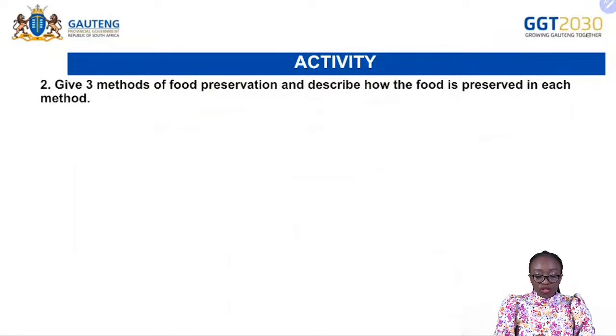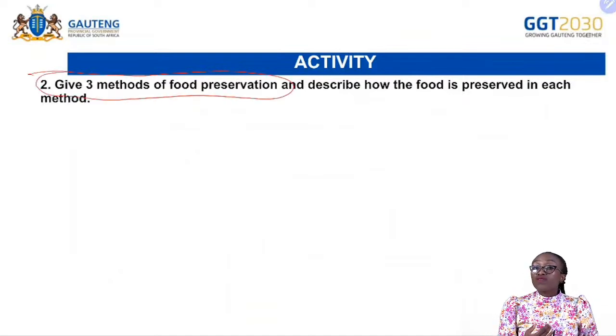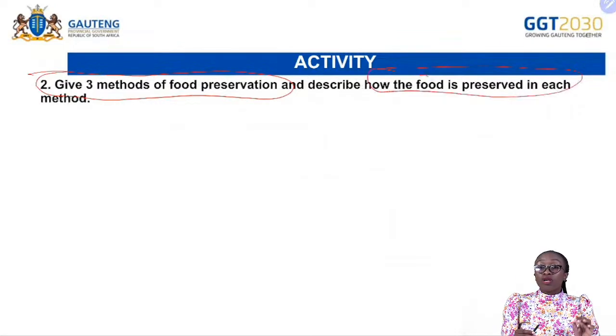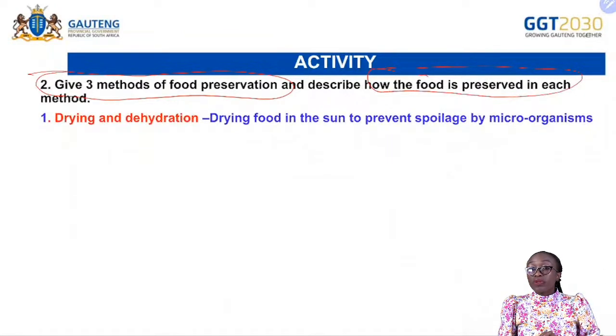Then the second question was a bit longer. It required us to give 3 methods of food preservation. You need to give 3 methods of food preservation and describe how the food is preserved in each method. So you give the method and then you give how the food is preserved using that particular method.